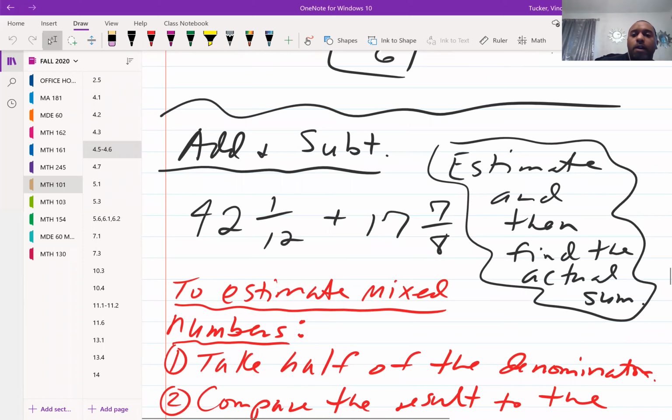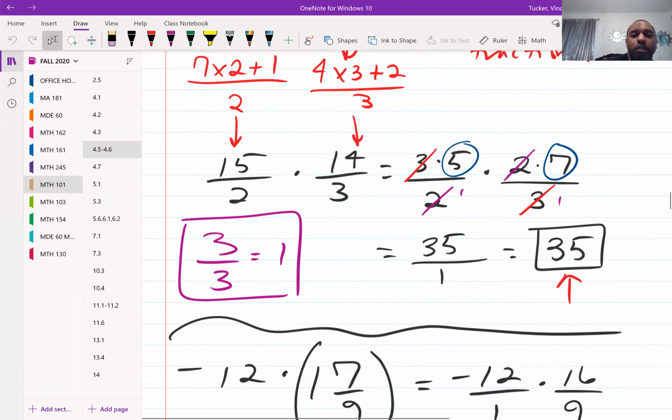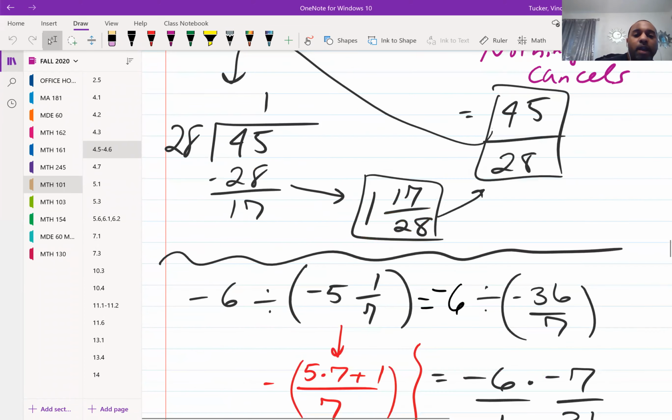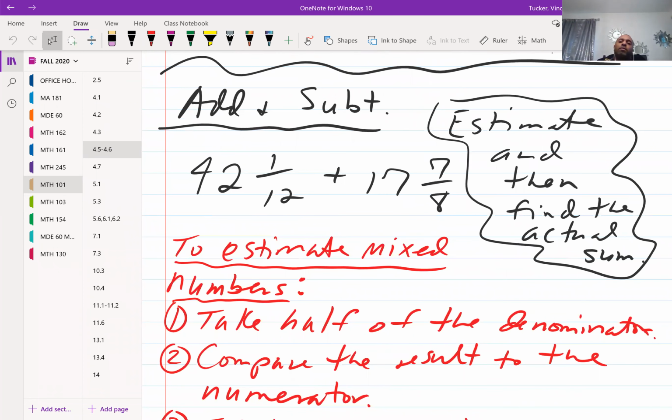All right, so last class, we multiplied and divided mixed numbers. So now we're going to look at adding and subtracting. The directions will be to estimate, and that's what we have over here, to estimate and then find the actual sum. So I want to make sure we're clear on what it means to estimate when you have mixed numbers. So here we have 42 and 1 over 2 plus 17 and 7 over 8.